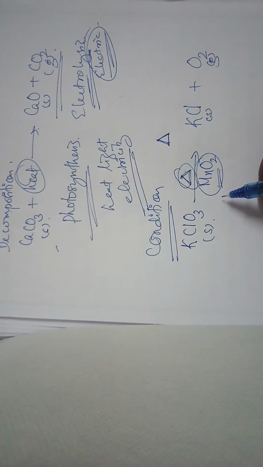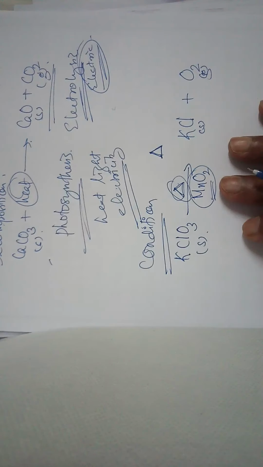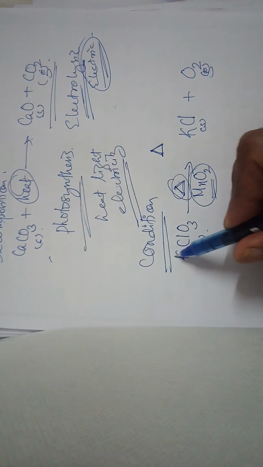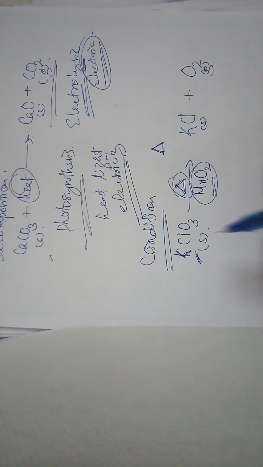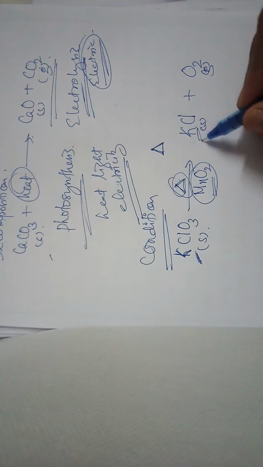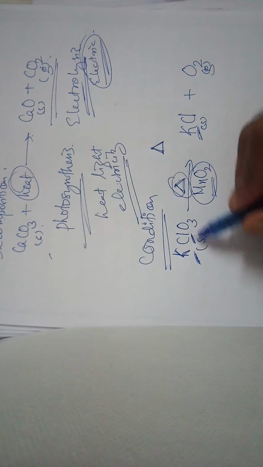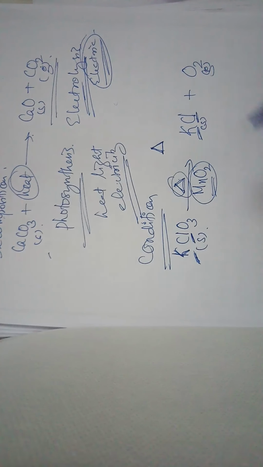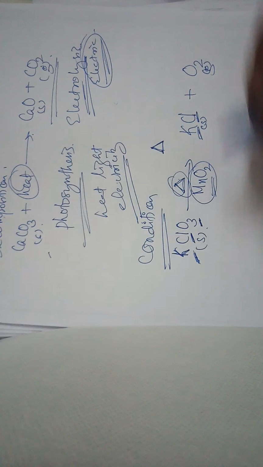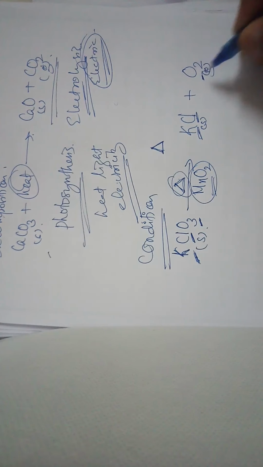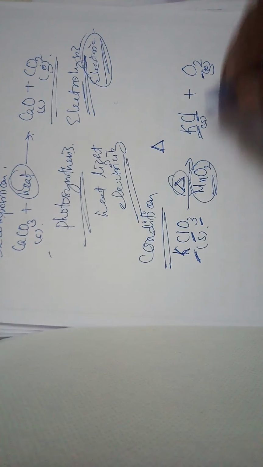Now consider the balancing of this equation also. How many potassium atoms on the reactant side? 1. Here also it is 1, so it is equal. Chlorine, how many? 1. And here it is 1, that is also clear. And how many oxygen here? 3, and here it is 2. So how will we make it equal?